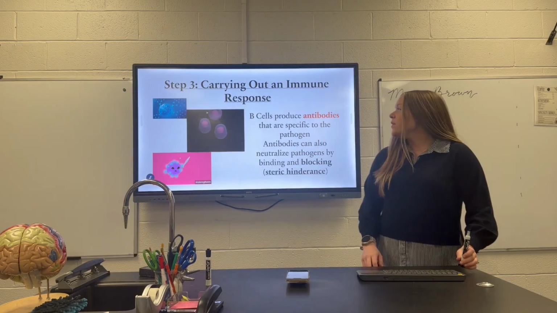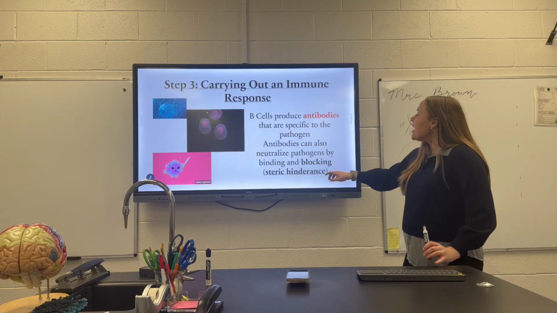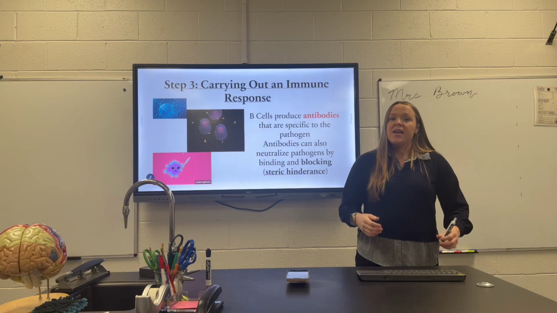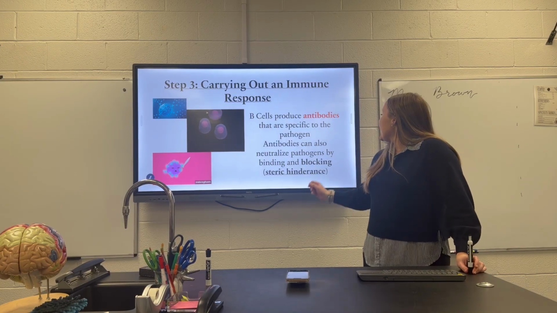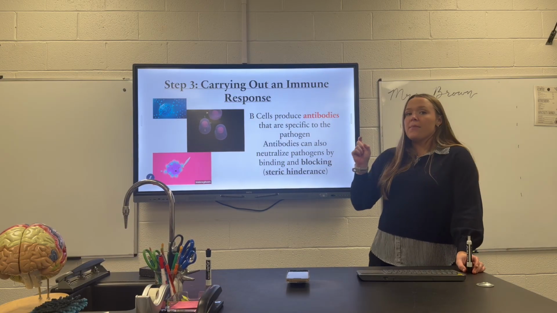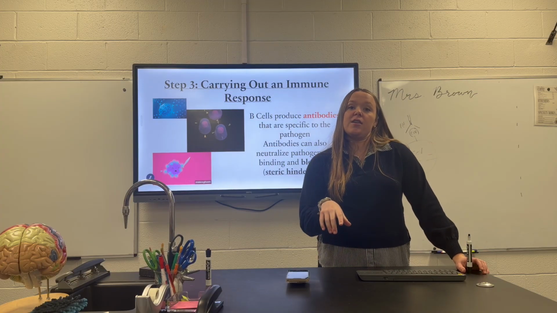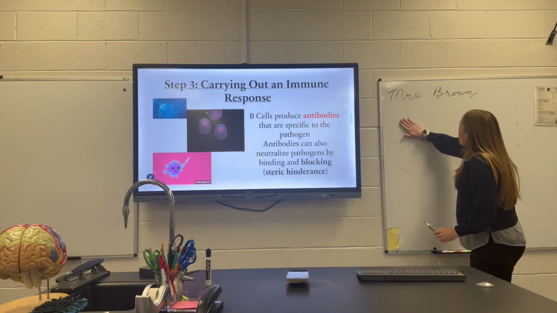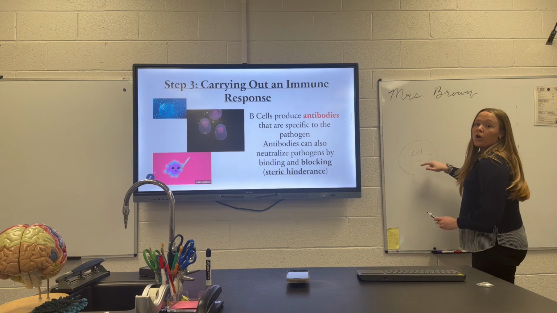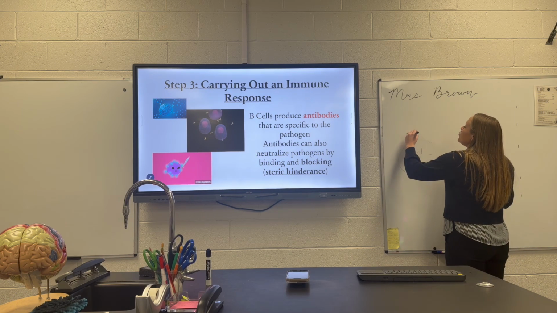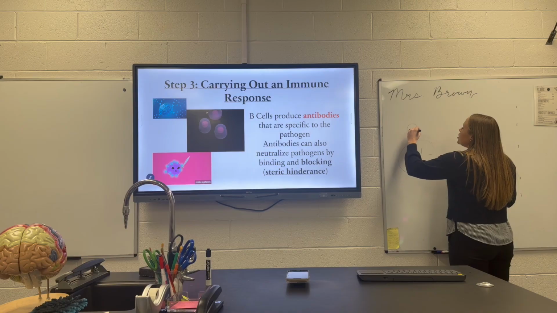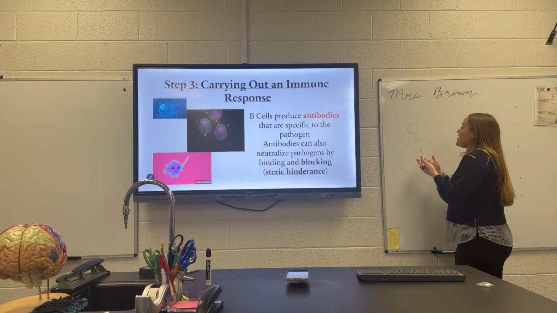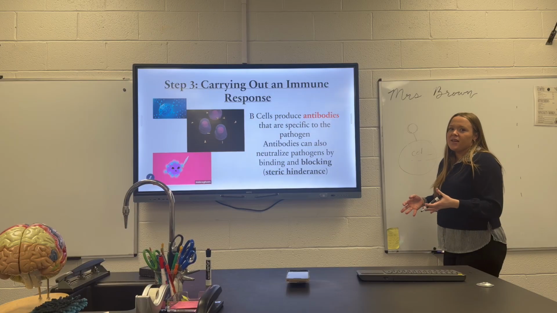But something that we didn't cover before is that antibodies themselves can actually neutralize a pathogen. The way this works is it blocks certain things that are on the pathogen, and this is called steric hindrance. So let's say for a pathogen to work, it needed to use this one antigen on its surface because the antigen is the thing that poisoned something.